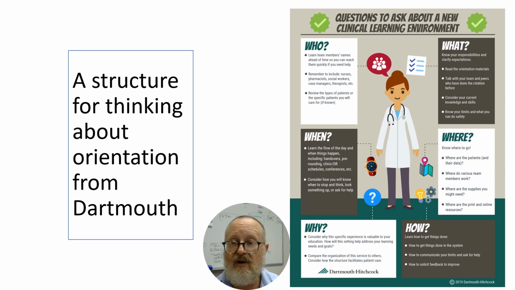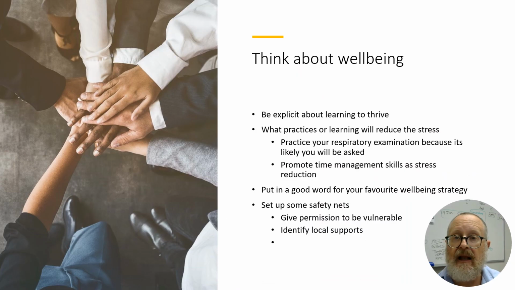One structure for orientation I find useful comes from Dartmouth. It structures orientation around who the people are, what responsibilities, expectations, opportunities are there, when stuff happens, where it happens, and why this placement is important, and then finally how to learn in this clinical environment. One important part of orientation is to think about well-being. Be explicit about your concern. Give some practical tips or highlight a favoured well-being recipe. Set up some safety nets with permission to be vulnerable and local supports.